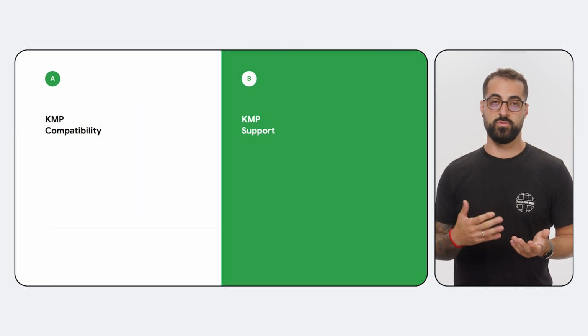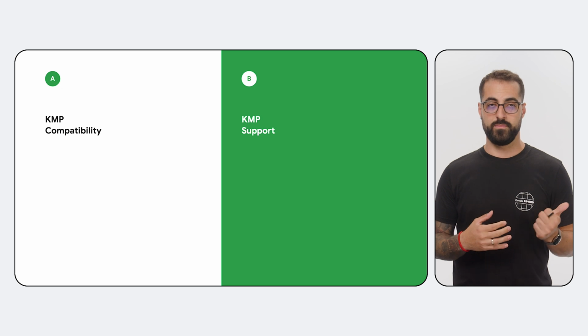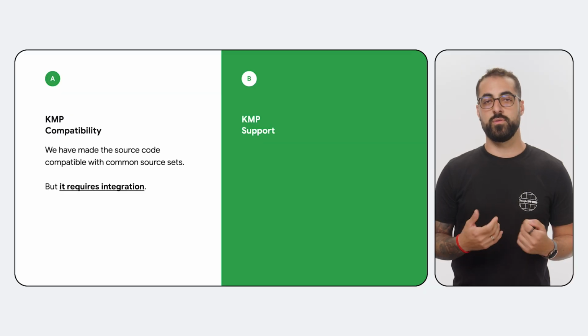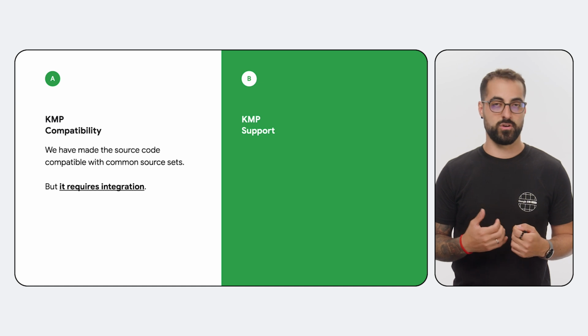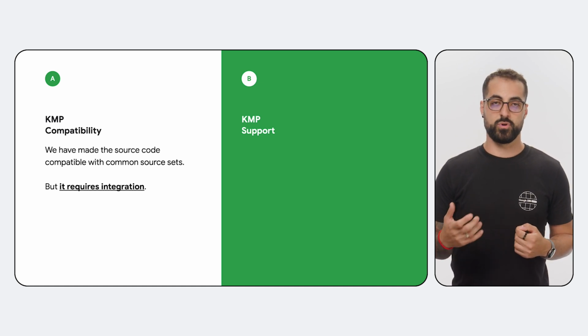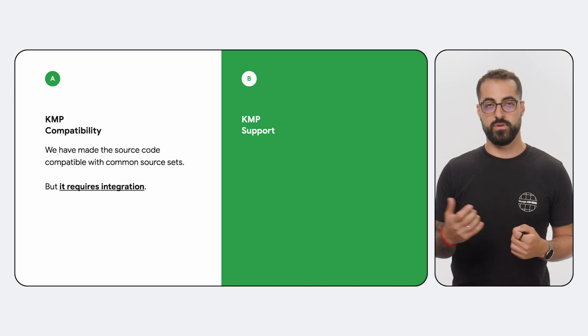Basically, we need to explain the two different types of support, KMP compatibility and KMP support. KMP compatibility is when we take a library, such as a Lifecycle, and we make it available to be used in the common source set of a KMP project. It might require integrations, such as implementing your own Lifecycle owner or using a library that does that for you. For example, Navigation Compose Multiplatform provided by JetBrains.